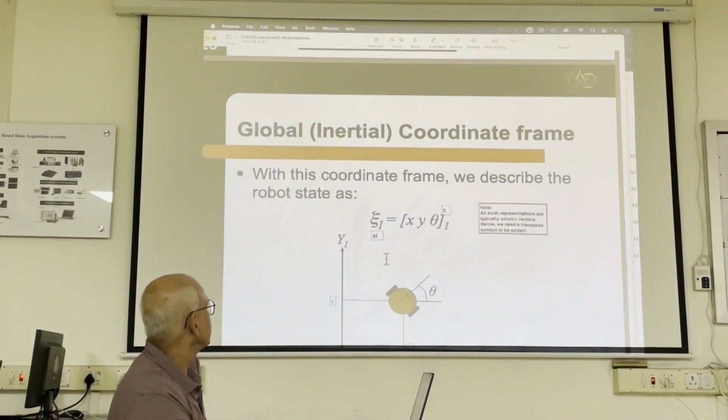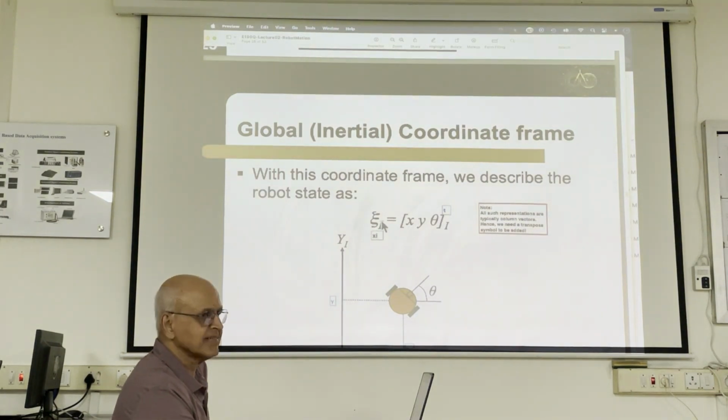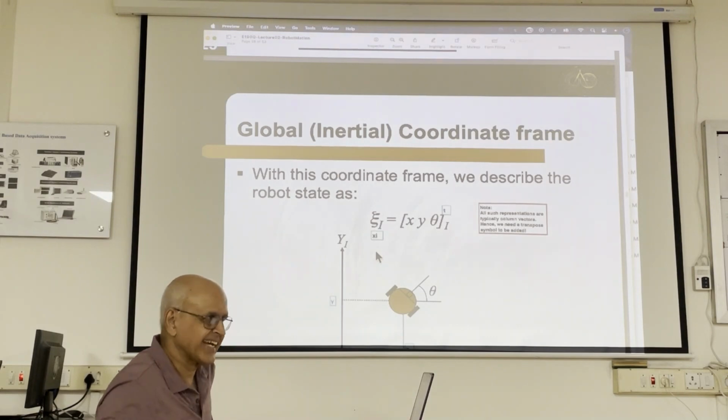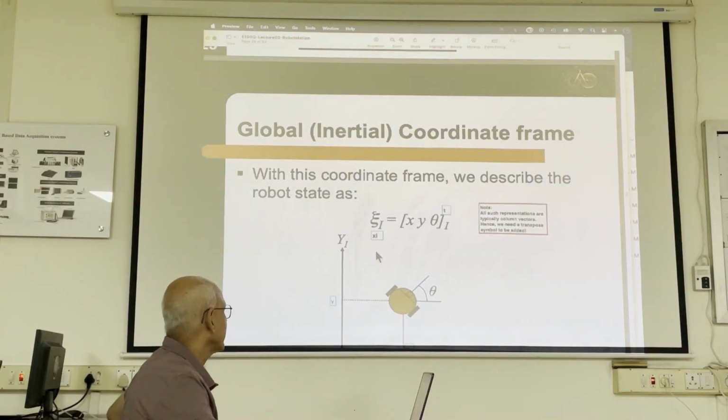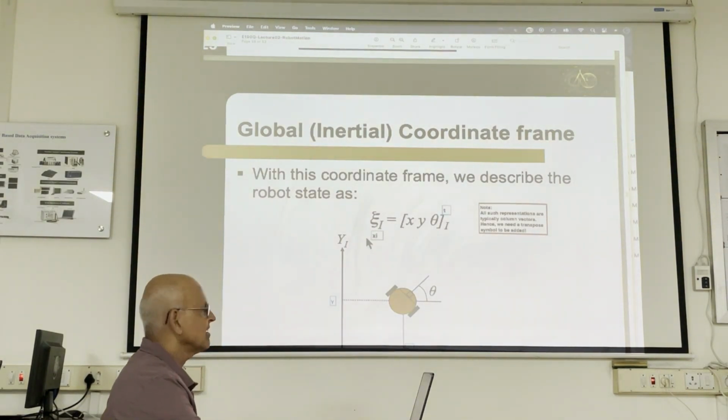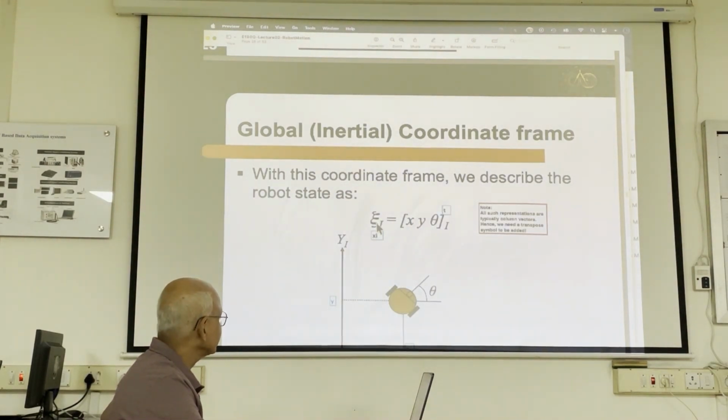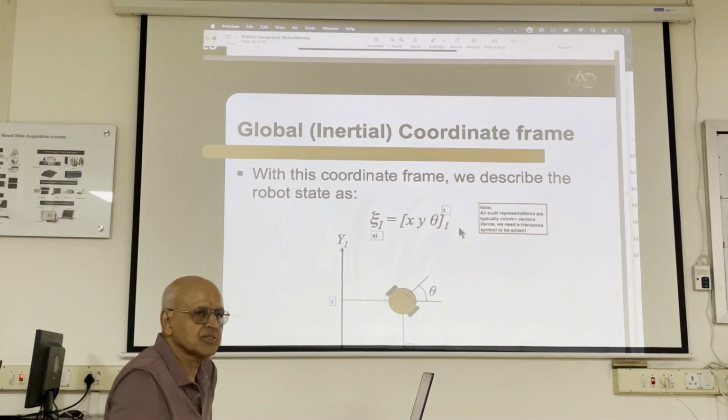So this is the robot state. It's pronounced psi. It's a Greek letter. That's why I put this down here. Psi. It's x, y, theta in the inertial frame. That's what it means. See, psi I is x, y, theta in the inertial frame. And this is a transpose notation.